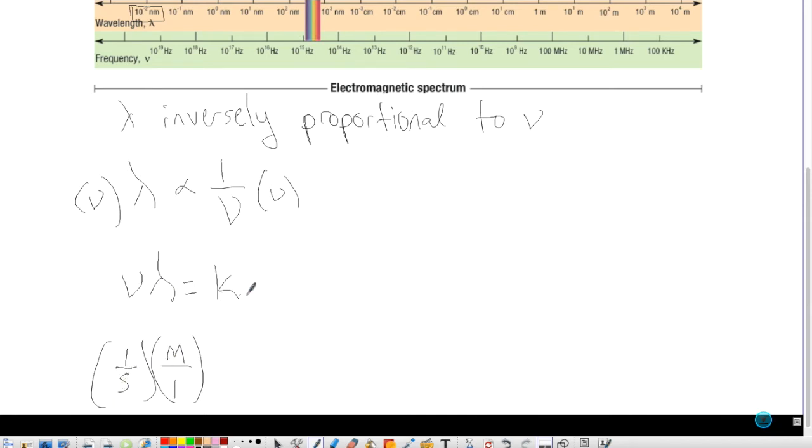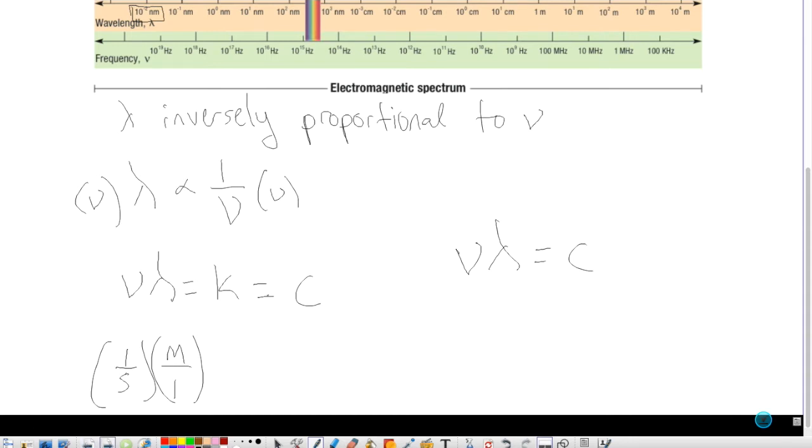So this K happens to always be true. It is the speed of light. So the equation then becomes the frequency times the wavelength equals the speed of light. Okay? So that's kind of important stuff to keep in mind.